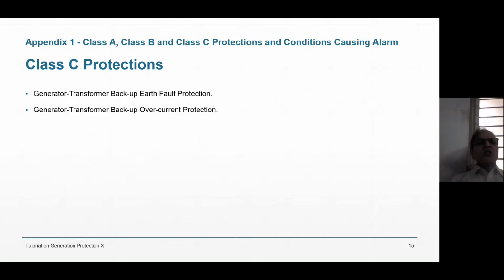Class C protections are only two: generator transformer backup earth fault and generator transformer backup overcurrent operate. That is only for line faults. If line relay fails, then generator transformer will give backup, and then 52G will trip. But the generator will keep on running on house load. That is class C protection.